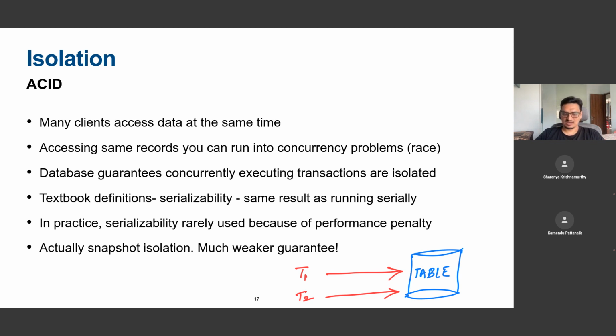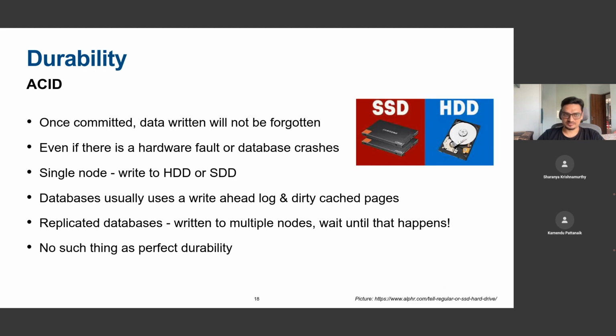For instance, when you read this text, it almost indicates that this is serializability. But if you look at the implementation details, even for Postgres, it's actually implemented using snapshot isolation, which is a much weaker guarantee. So you have to be careful about exactly what your isolation means.